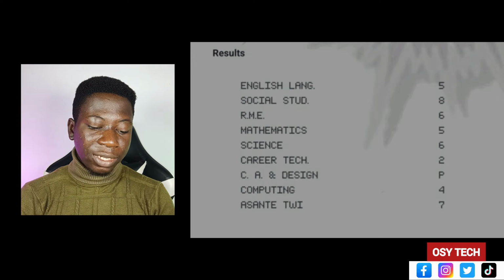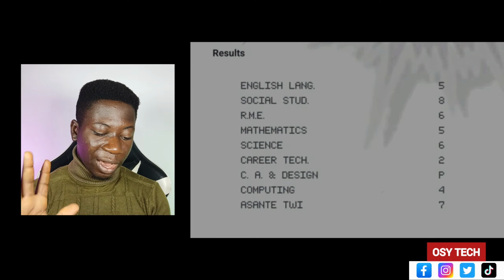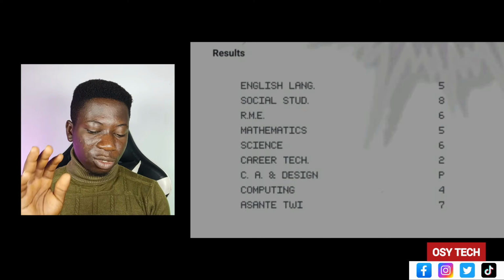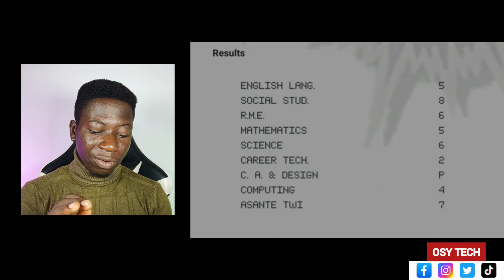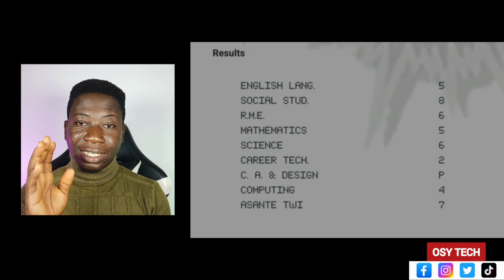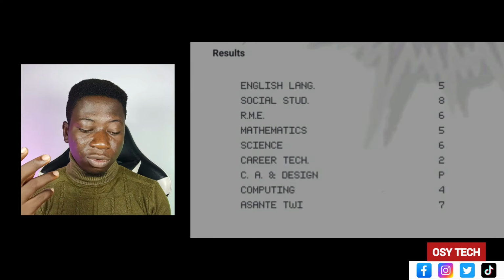So using the results here as an example, we have the English, which is 5, the math, which is 5, and then the science, which is 6. So 5 plus 5 plus 6 will give you 16. That is 16 for just the 3 core. Now let's go to the elective.